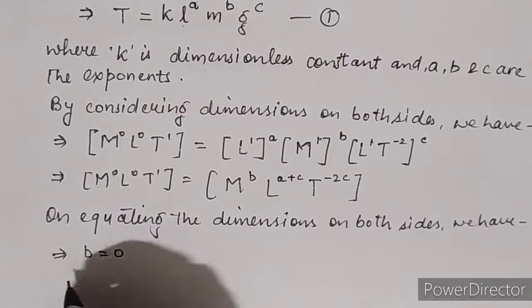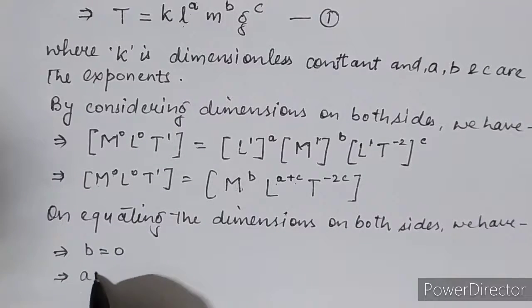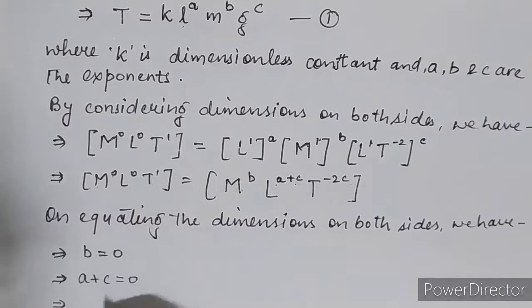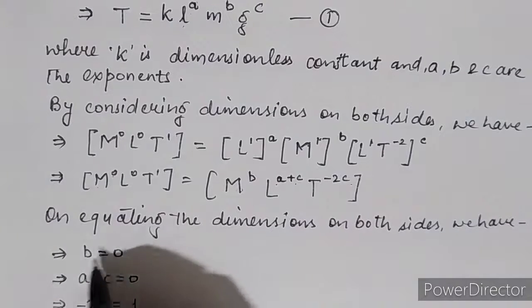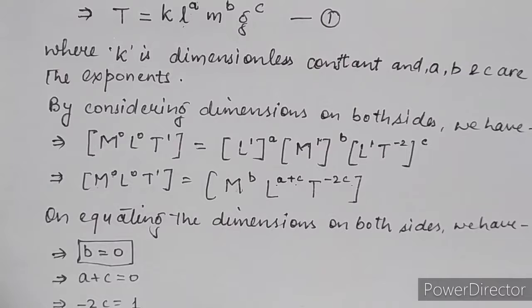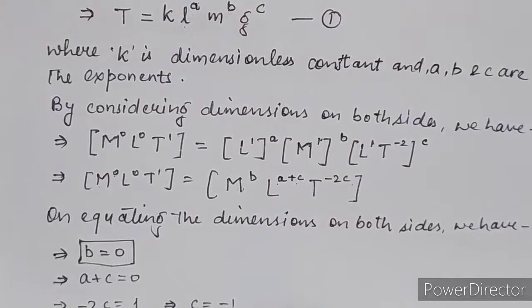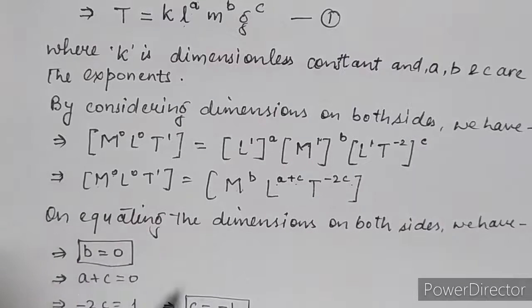Second, for the L, a plus c equals 0. For the third one, minus 2c equals 1. We have to calculate the values of a, b, c. So first of all, b has been calculated, b is equal to 0. Now from here we have to calculate the value of c. So from here, c is equal to minus 1 by 2. Now we have two values, b equals 0 and c equals minus 1 by 2. We have to calculate the value of a.